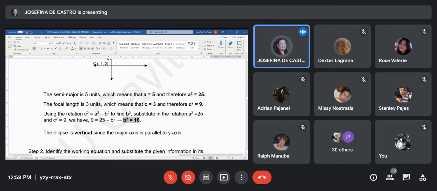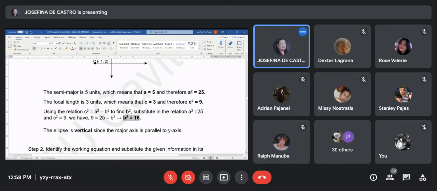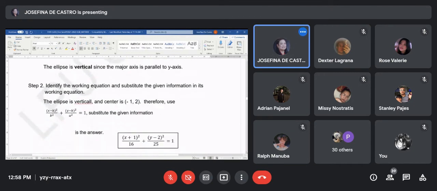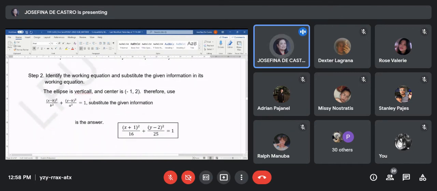Okay? And the ellipse is vertical. That's the solution. Using the equation, this will be the equation that you're going to use. Substitute now the H and K. Be careful in substituting your H and K. The center is negative 1, 2. When we change that into an equation, it becomes x plus 1 quantity squared over 16 plus y minus 2 quantity squared over 25 is equal to 1.